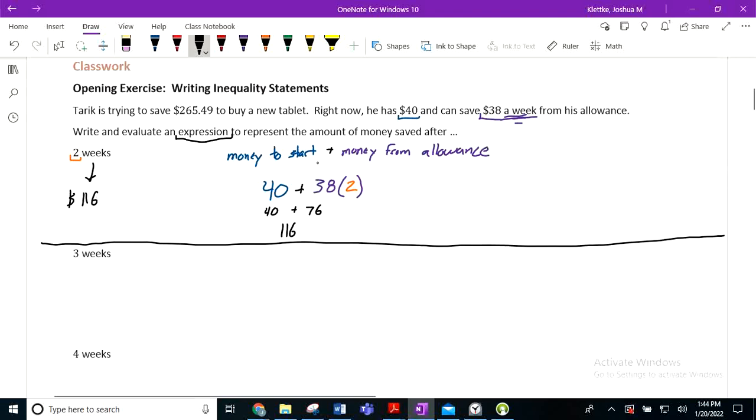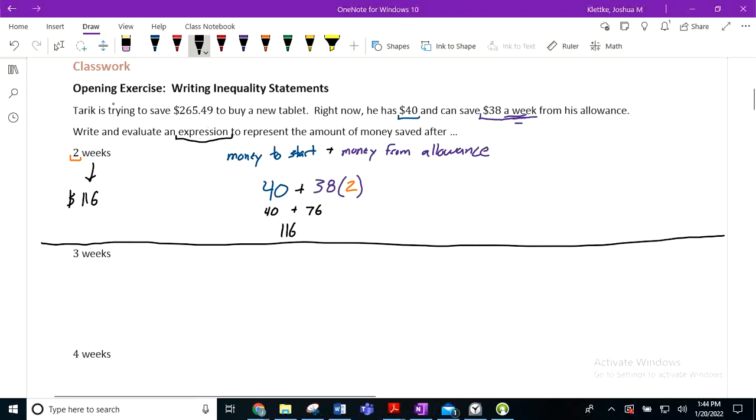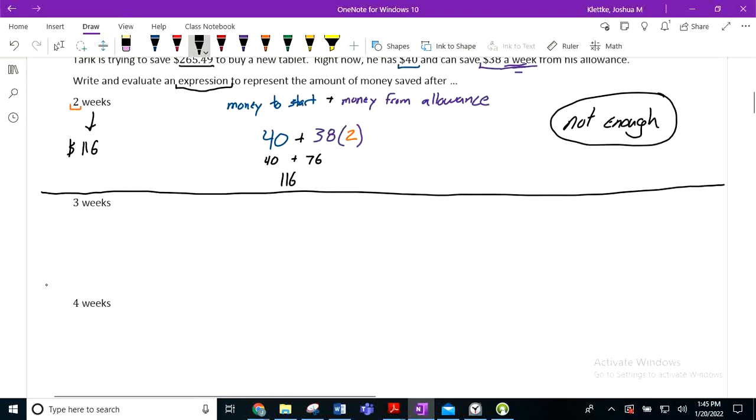So let's make sure we're paying attention to the overall question. The whole reason we're doing this is because Tyreek is trying to save $265.49. Well, after 2 weeks, he only has $116. So we'll say not enough. Not enough because it's not $265.49. Let's go on to the next one.